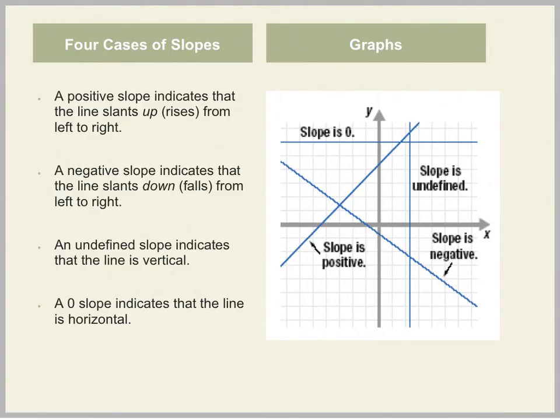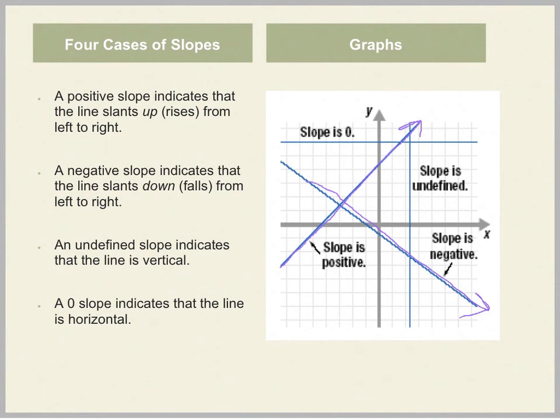Looking at slope, we have 4 different cases. A positive slope indicates that the line slants upward or rises from left to right. And here we can see that positive slope. Conversely, a negative slope indicates that the line slants down from left to right. And there we have our negative slope.